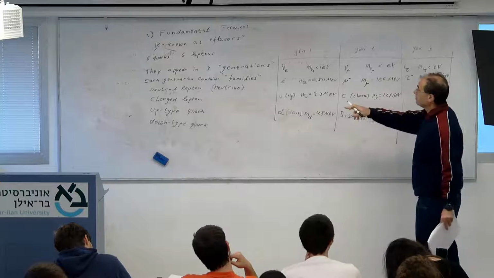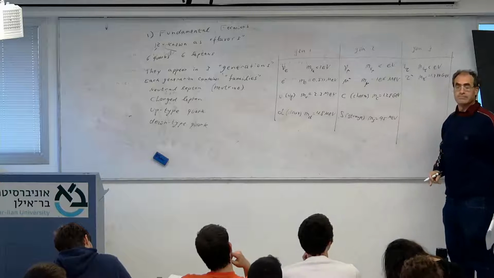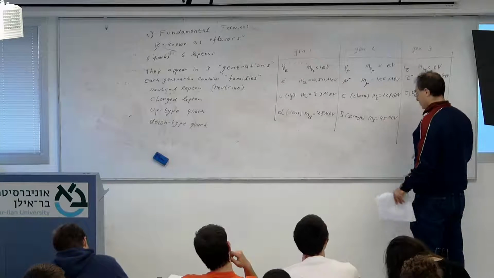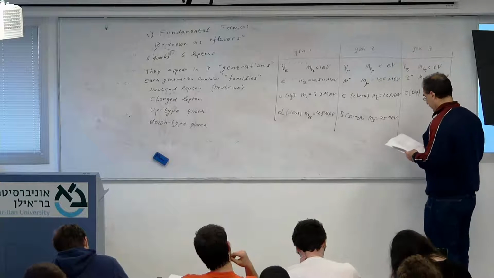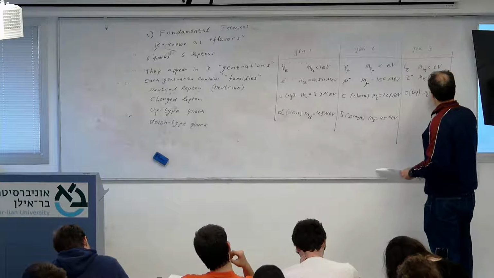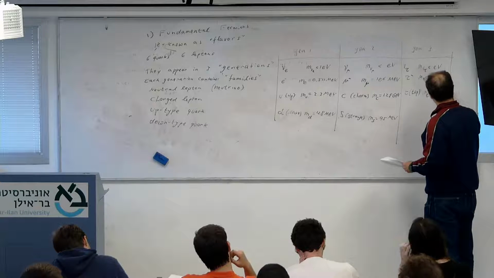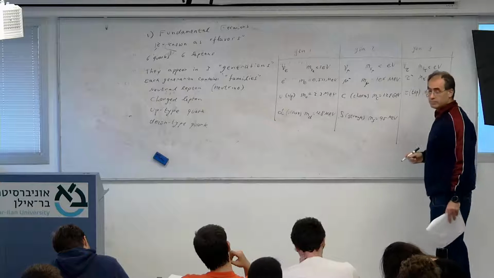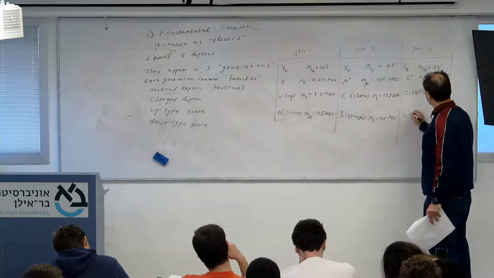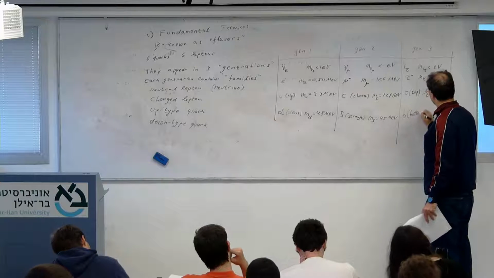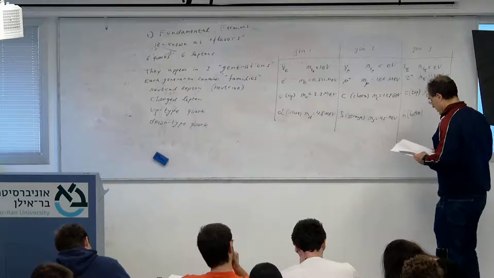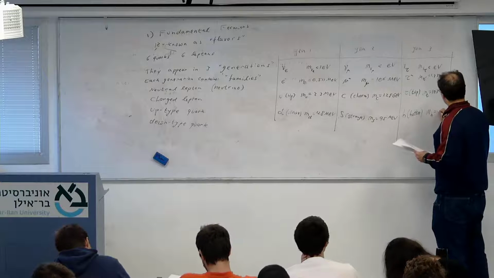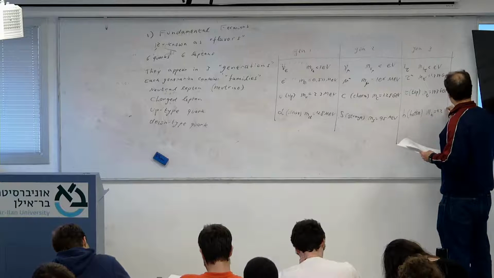Then the up-type quark, top, right? This is the top quark. That's quite heavy. M_top is 173 GeV. And then we have the bottom, and the mass of the bottom is lighter. Bottom is 4.2 GeV.